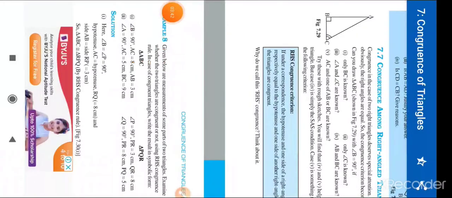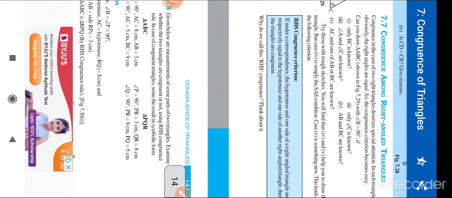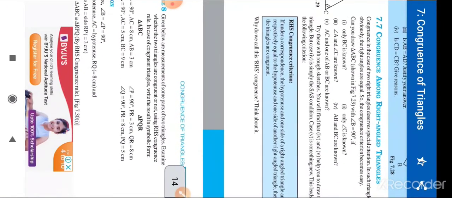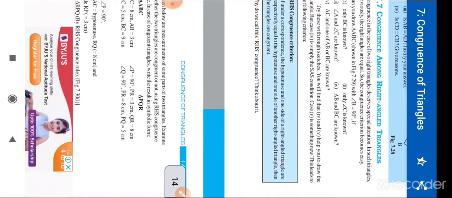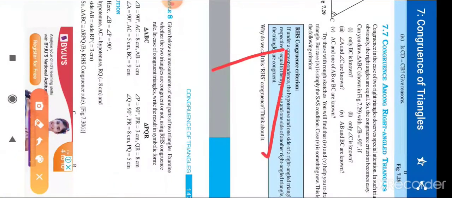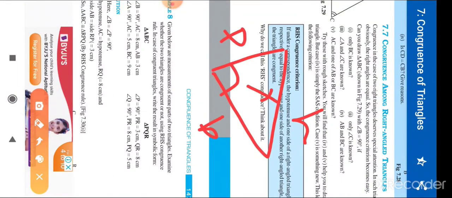Our next and last criteria for congruence is the RHS congruency criteria. This criteria is generally used for right angle triangles. According to this congruency criteria, if under a correspondence the hypotenuse and one side of a right angle triangle are respectively equal to the hypotenuse and one side of another right angle triangle, then the triangles are congruent. In a right angle triangle, the side opposite to the 90 degree angle is known as the hypotenuse, and the other two sides are base and perpendicular.